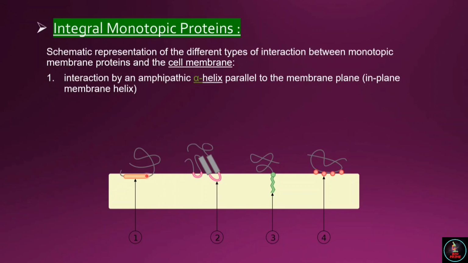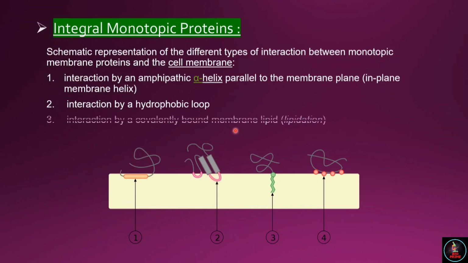This is the first type of integral monotopic protein, and the second type is the interaction by a hydrophobic loop. This is the hydrophobic loop that attaches to the hydrophobic portion. And the third type is the interaction by a covalent bond. The green color is covalently attached to the hydrophobic portion. That is the third type.